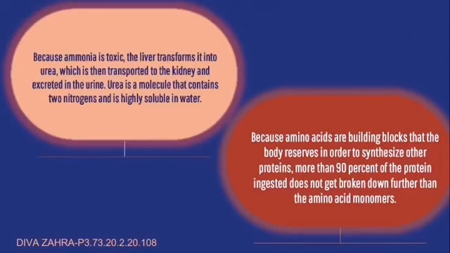Because ammonia is toxic, the liver transforms it into urea, which is then transported to the kidney and excreted in the urine. Urea is a molecule that contains two nitrogens and is highly soluble in the water. Because amino acids are building blocks that the body reserves in order to synthesize other proteins, more than 19% of the protein ingested doesn't get broken down further than the amino acids monomers.